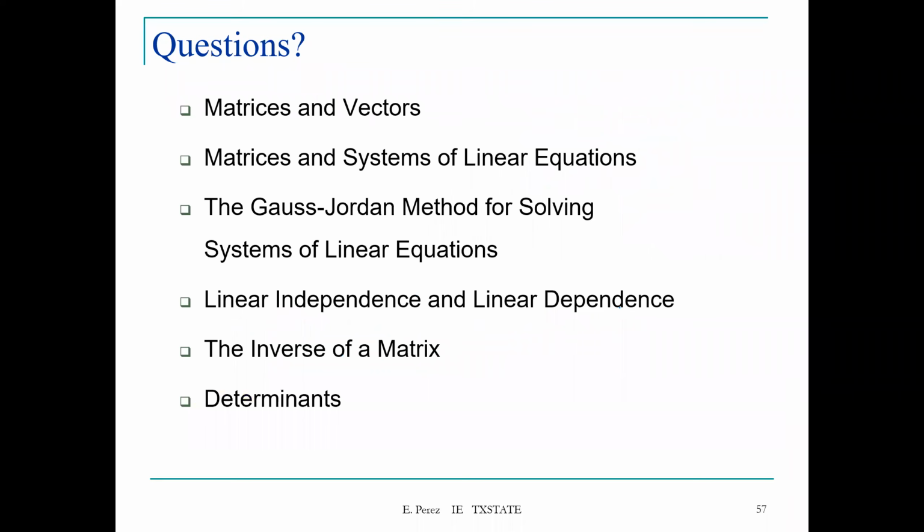So this is the last slide, and this is going to complete our lecture on the review of linear algebra. These are the topics that we covered: matrices and vectors, matrices and systems of linear equations, the Gauss-Jordan method for solving systems of linear equations, linear independence and linear dependence, the inverse of a matrix, and finally, the determinants.